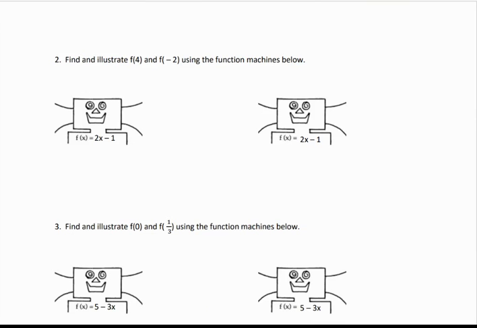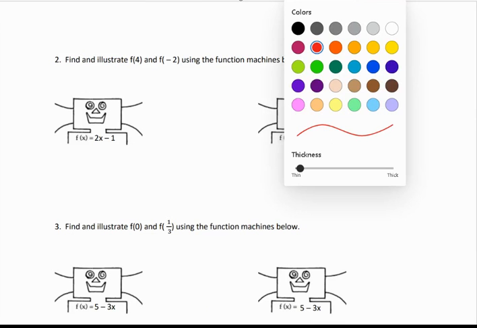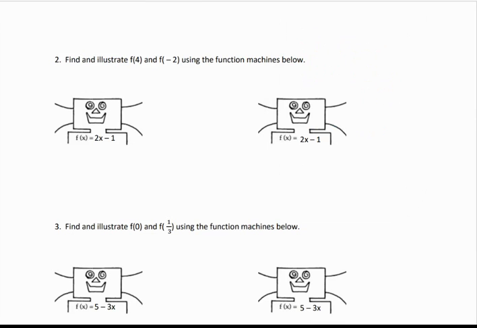We're going to first find f of 4. If you are writing things, please write the original function here: f of x equals 2x minus 1. So we're going to plug in 4. Instead of an x, we plug in a 4 where I see the x.